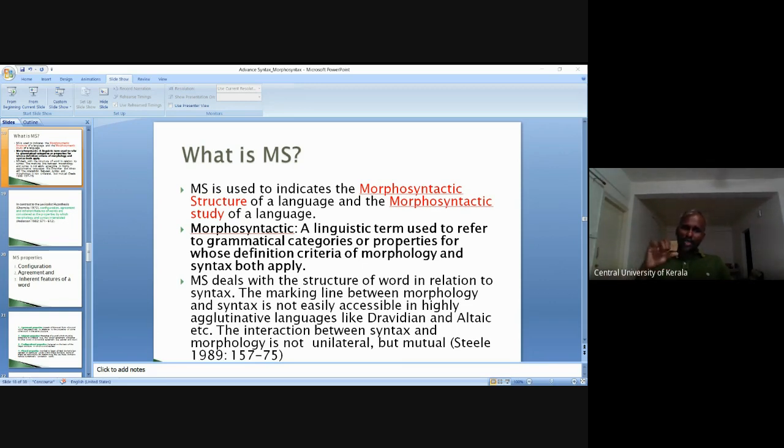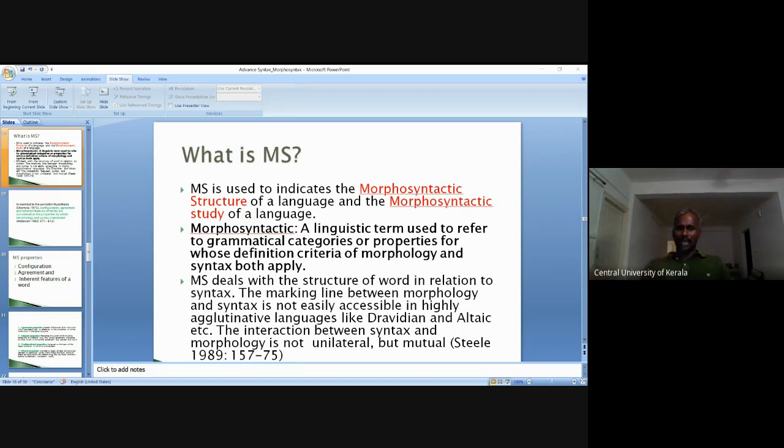So, contextual features are those found on the agreement target or governees. Earlier, what I told you, the gender, number, and person are the inherent features of the noun, and tense, aspect, mood are the inherent features of the verb. But these features will also be expressed whenever there is a context.